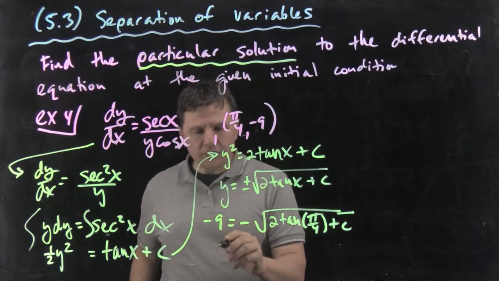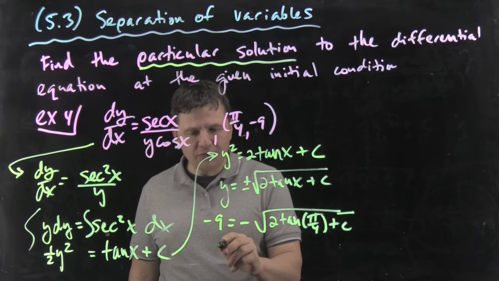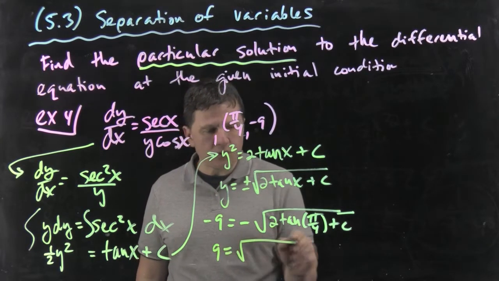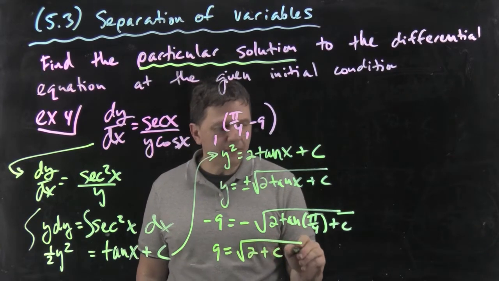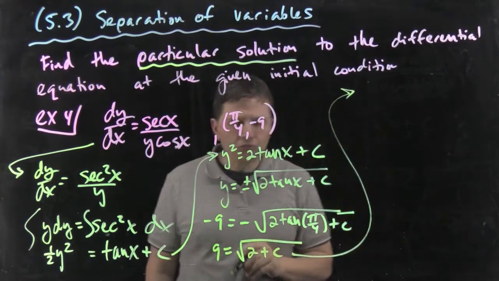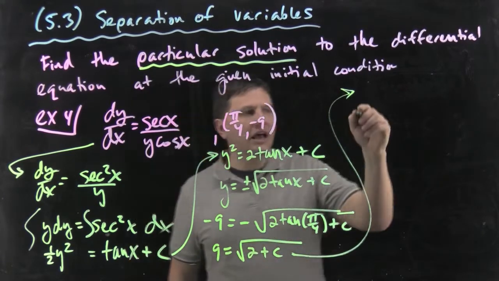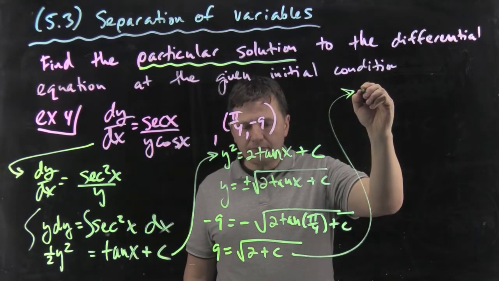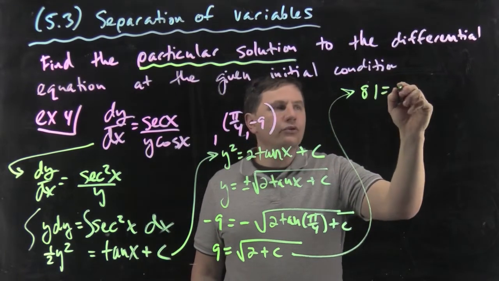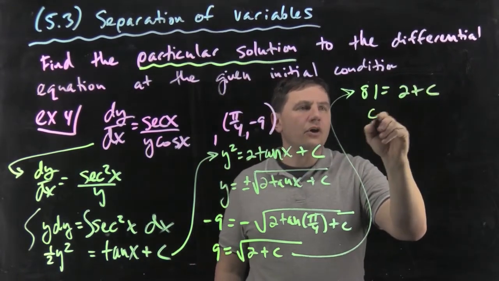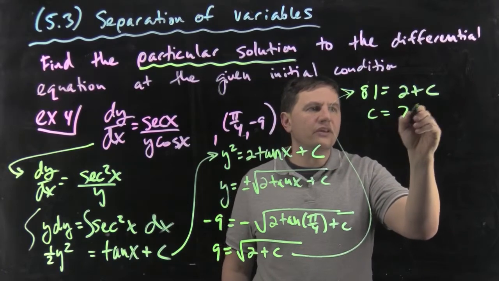Okay, so from here, multiply both sides by -1, we get 9 is equal to the square root of tangent of pi over 4 is 1, so this is 2 plus c, okay? So then let's square both sides. So we get 81 is equal to 2 plus c. So solve for c, we get c is equal to 79.